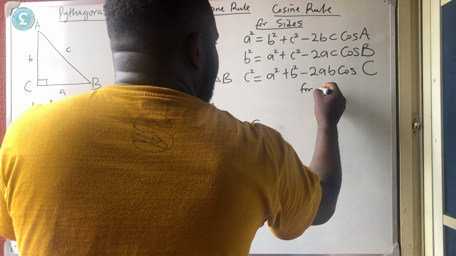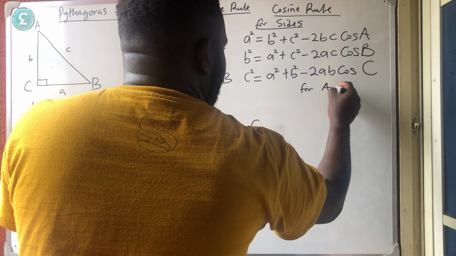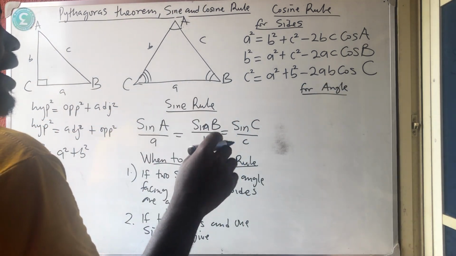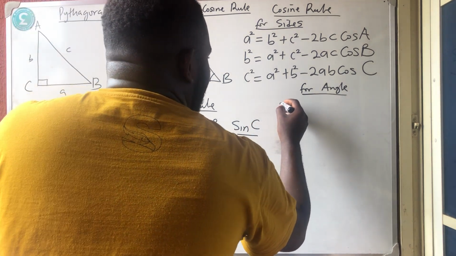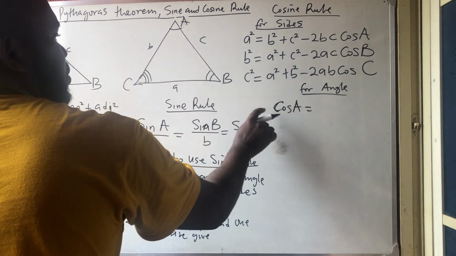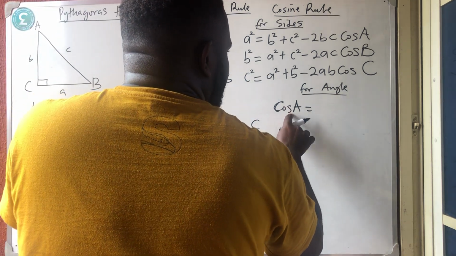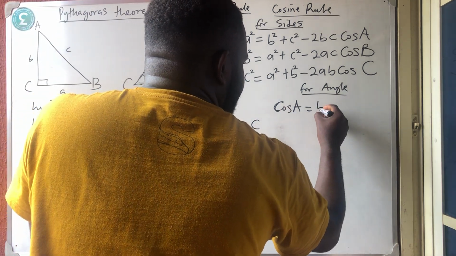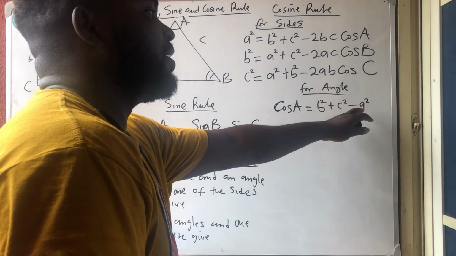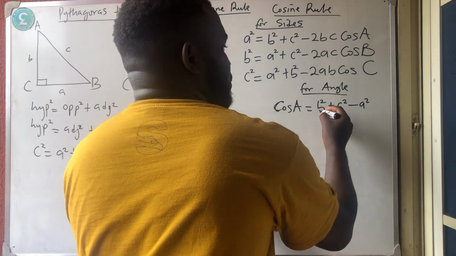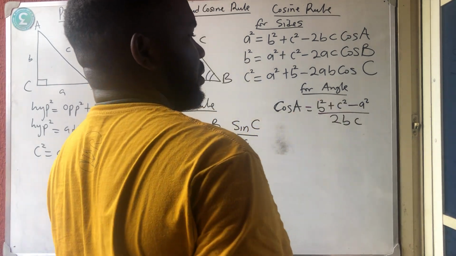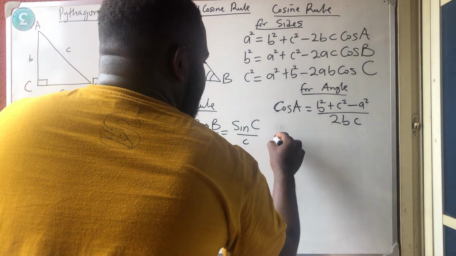Then for angle, the same thing. Anywhere you start from is where you are ending in a way. So if I have cos A, I want to find angle A. I will say cos A is equal to, I'm not starting with A again, I will start with B. B squared plus C squared minus A squared. This is the only place that A will come in. Minus A squared all over 2 the same B, the same C. As simple as that.